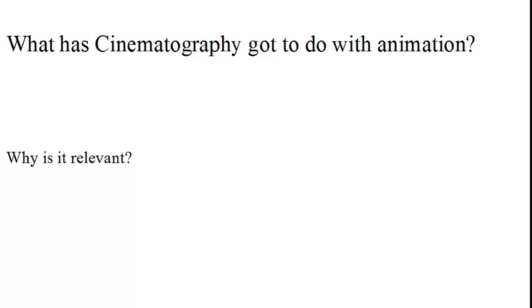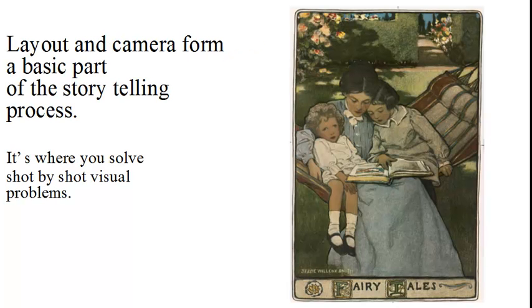The answer is it's relevant because it's in the animation process. It's called layout. And it's a basic part of the storytelling process, and it's really where you solve the visual problems in your film. And on a movie, the head of layout will be one of the creative heads of the film, and the head of layout at a place like DreamWorks is really equivalent to the cinematographer on a live-action set. They're making similar decisions.